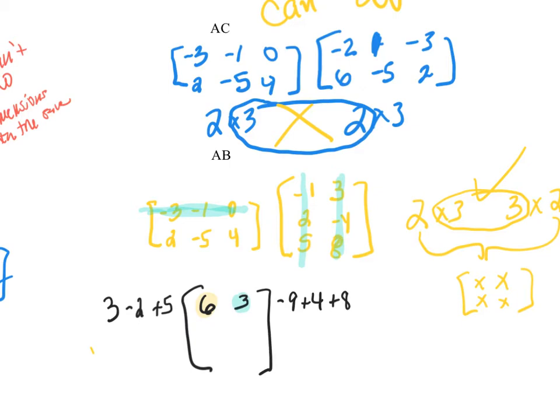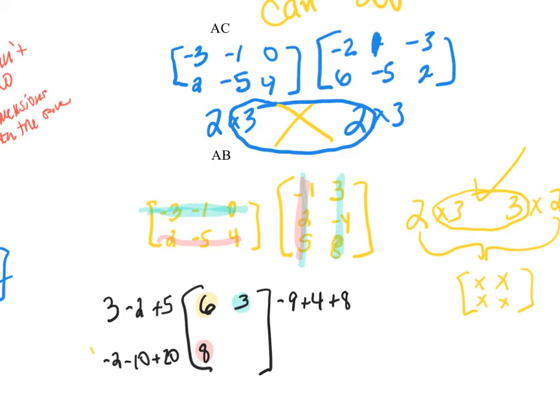Now we're going to work on the second row and first and second columns. Second row, first column is going to give me this piece right there. So I have 2 times negative 1, negative 2. Negative 5 times 2, negative 10. And 4 times 5 is positive 20. So negative 2 minus 10 is negative 12, plus 20 is positive 8.